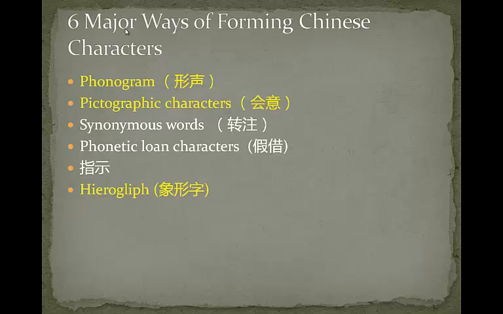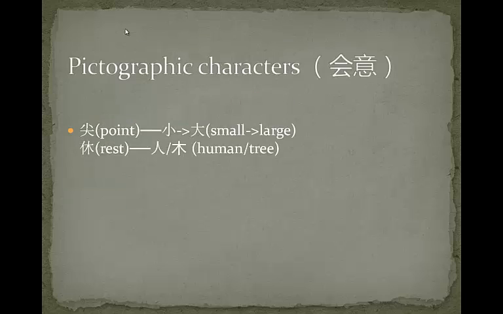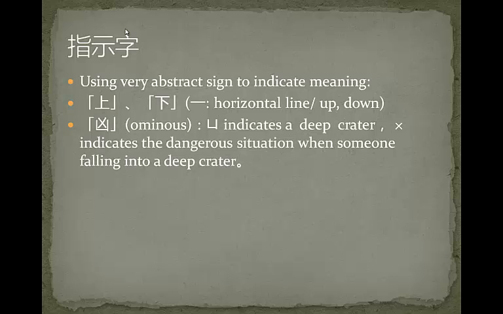And the third one, synonymous words, 转注. I didn't highlight this one, it's really complicated. It's really hard to explain, and normally we don't use that when we learn characters because characters change so much. Alright, and the next one, phonetic loan characters, 假借. As well, I didn't highlight it. It's really complicated. The way of memorizing that is even more complicated. Next one, 指事, it describes abstract meaning. Remember, 上 goes up, 下 goes down.